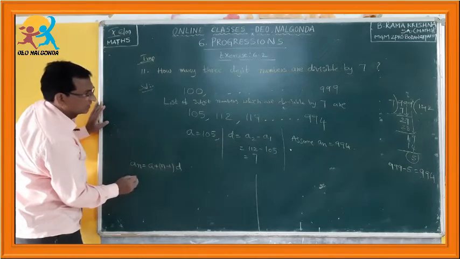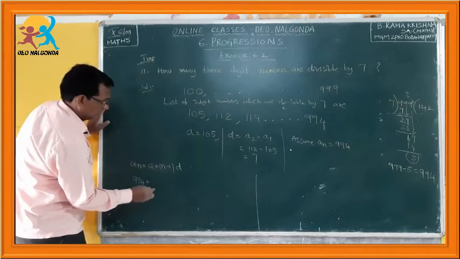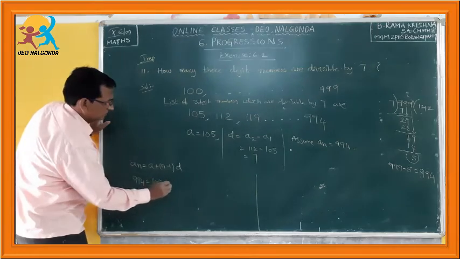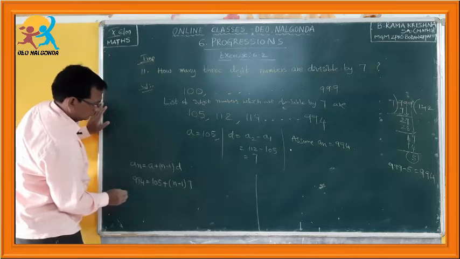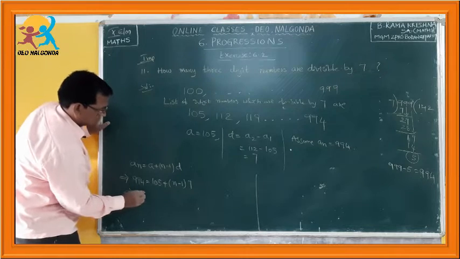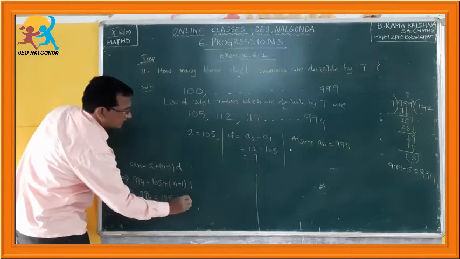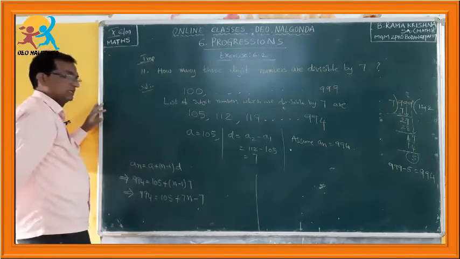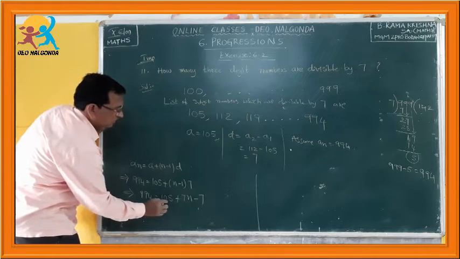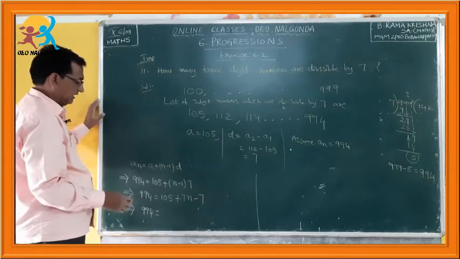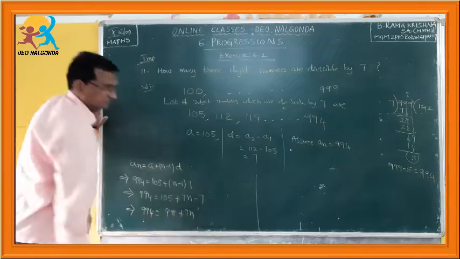So, substitute in this. What is An? 994 is equal to A, A is 105, plus (n minus 1) into D. D is how much? 7. So, 994 is equal to 105 plus 7n minus 7. If you multiply that, 994 is equal to 105 minus 7, how much do you get? 98, plus 7n.